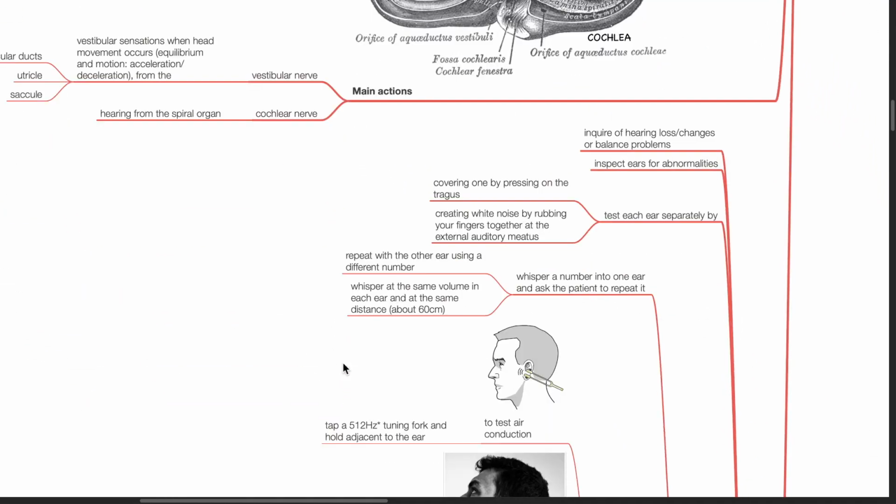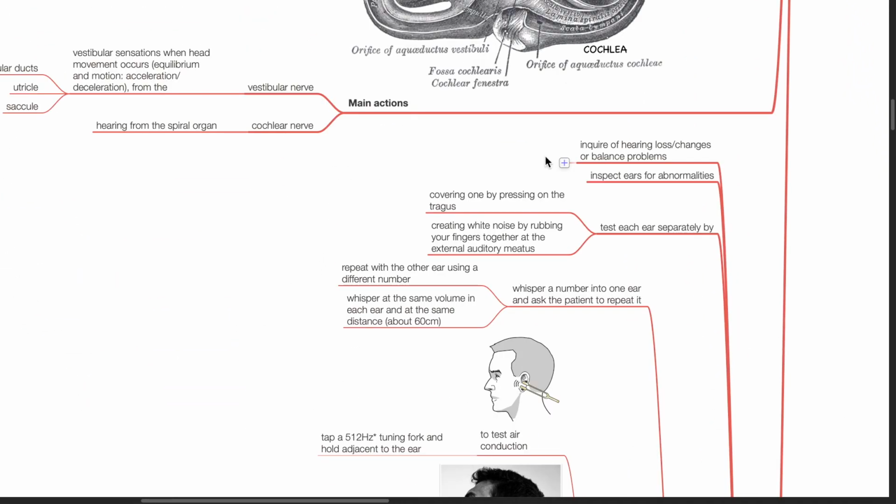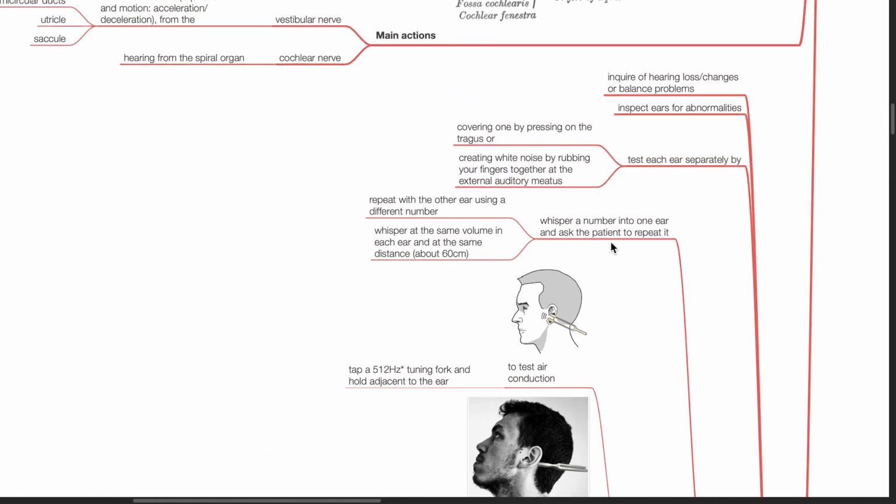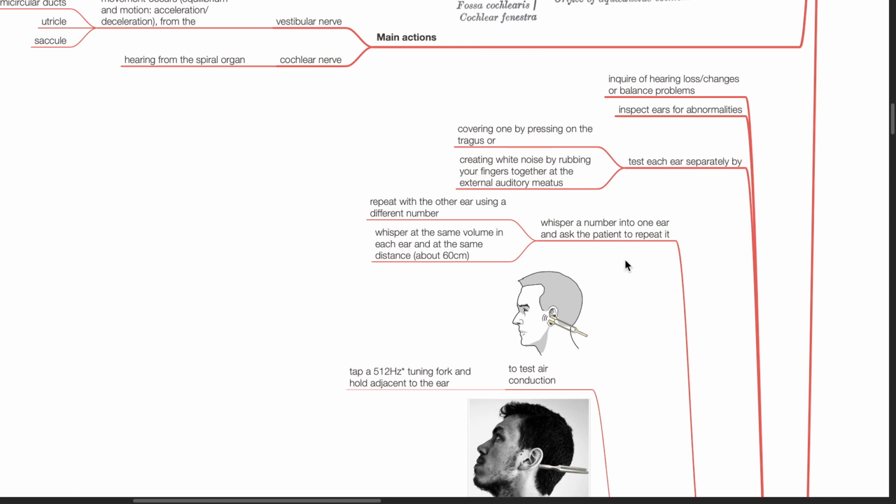Testing of cranial nerve 8. Inquire the patient of hearing loss or balance problems. Inspect the ears for abnormalities. Test each ear separately by covering one by pressing on the tragus, or creating white noise by rubbing your fingers together at the external auditory meatus. Hearing. Whisper a number into one ear and ask the patient to repeat it. Repeat with the other ear using a different number. Whisper at the same volume in each ear and at the same distance of about 60 centimeters.